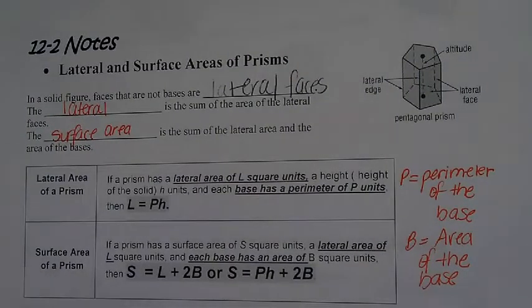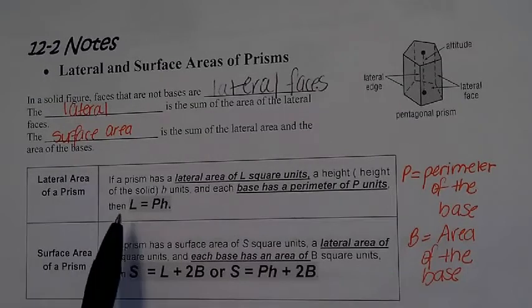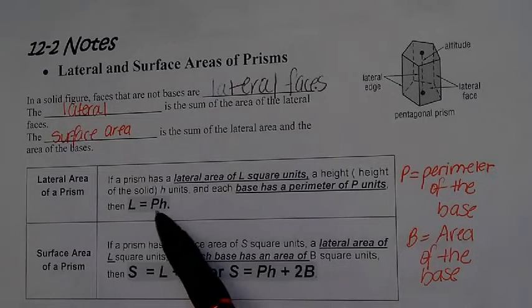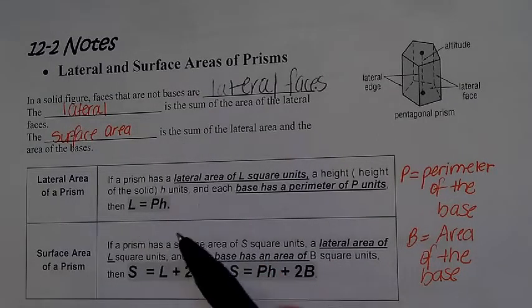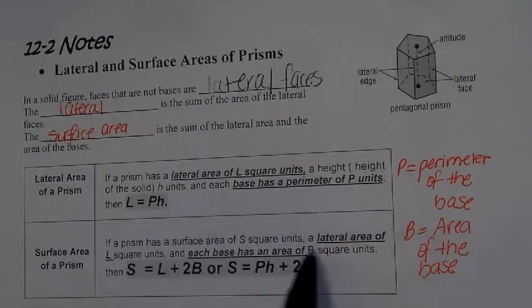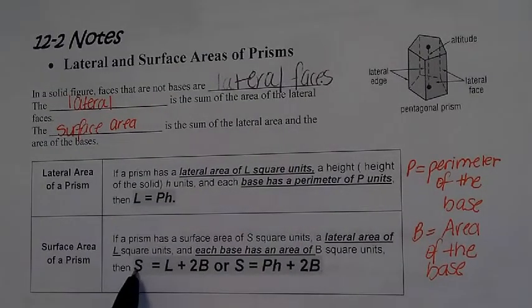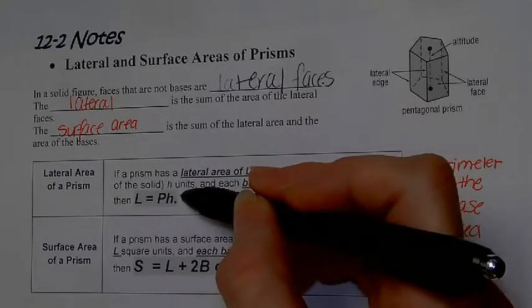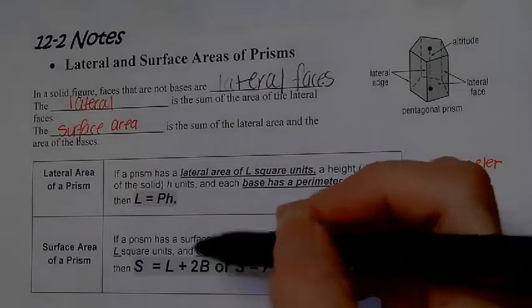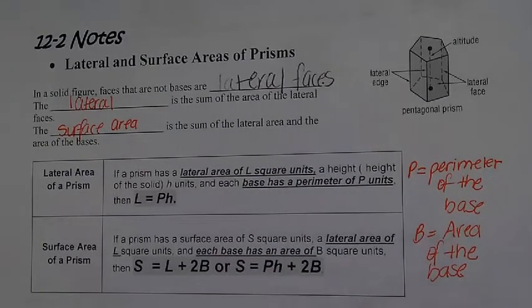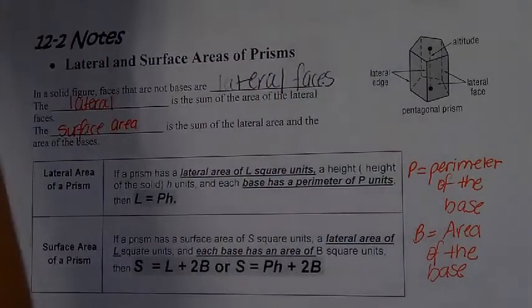So, lateral area. This is my formula where the lateral area equals the perimeter of the base times the height of the solid. Surface area is when I have the lateral area and each base has an area of B, capital B. So surface area is lateral plus twice the base, including the base now, or S equals perimeter times the height plus twice the area of the base.